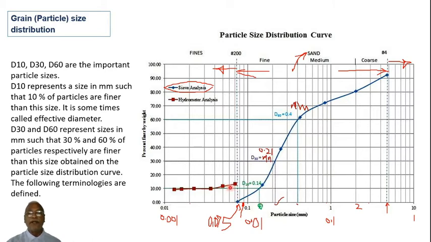Now D10 is specially named as the effective size of the soil. Whatever soil we have tested, if you want to find the effective size or effective diameter, what you should find out is what size D10 is. So here it is 0.14 mm, the effective size of the given soil sample.